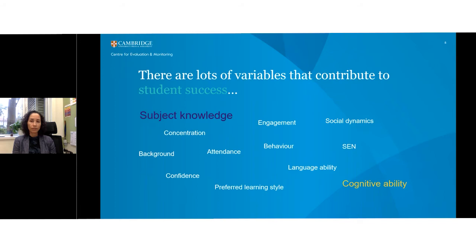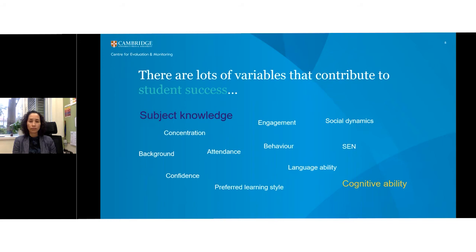You know, there's everything else between the start of the journey and the end of the journey that has an impact. Their preferred learning style, their background they've got at home, what support they're going to get from their families and parents, their engagement in the classroom, whether they have any special educational needs, and also their language ability. You know, what's that language ability like? What are you going to do to support that language ability?